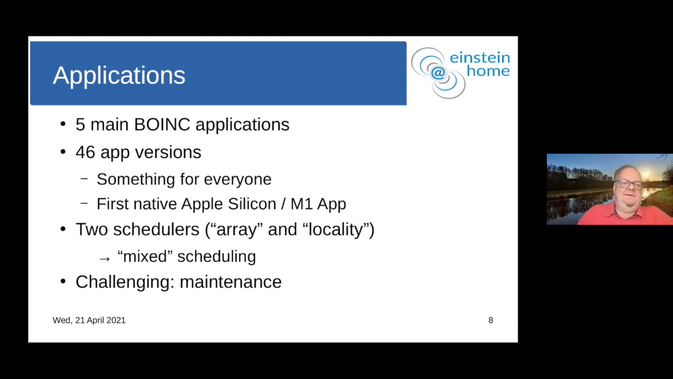This makes 5 different main BOINC applications: the radio pulsar one, and for gamma ray and gravitational wave search, a CPU and a GPU one. Currently summing up to 46 different application versions. We try to provide something for everyone. The most recent addition to this is the first native Apple Silicon application, I think, in the BOINC project world.